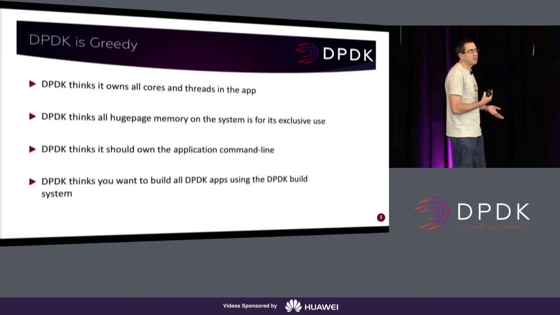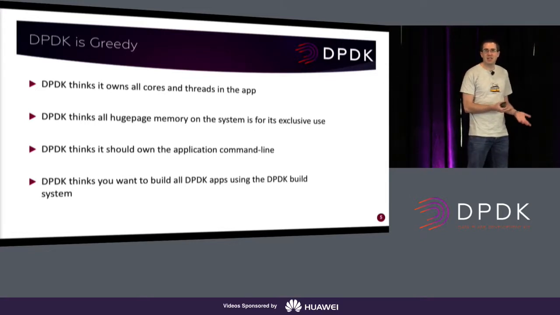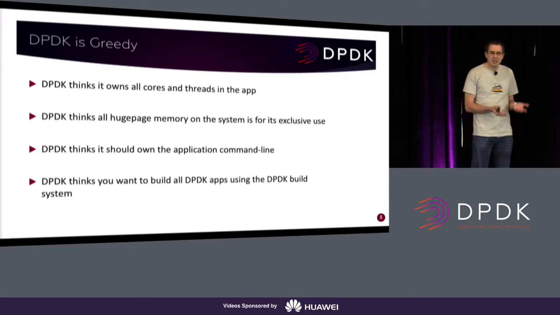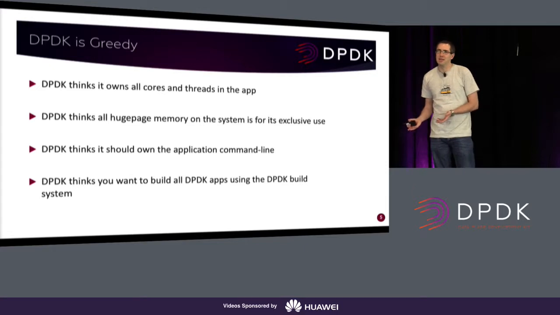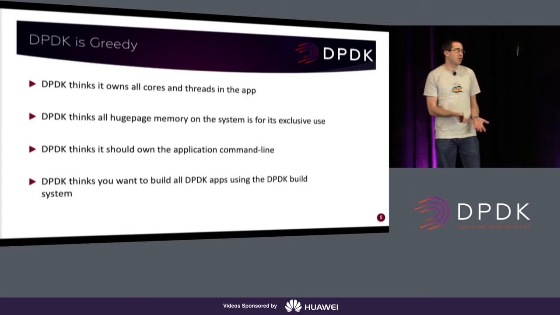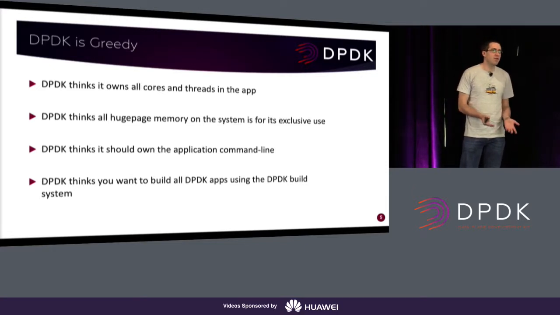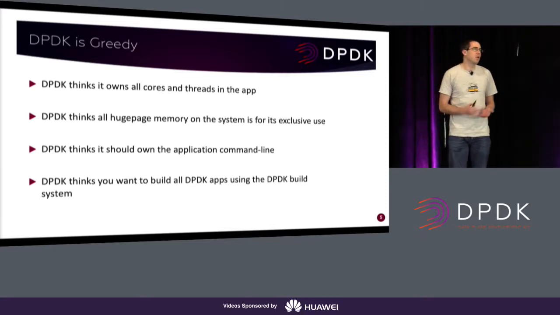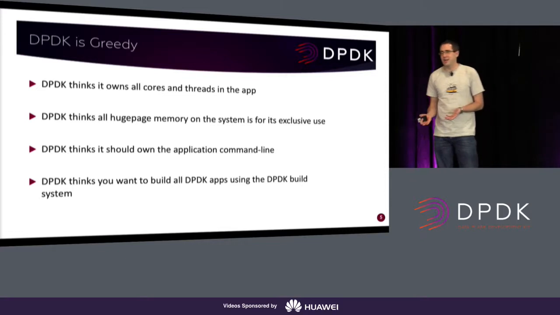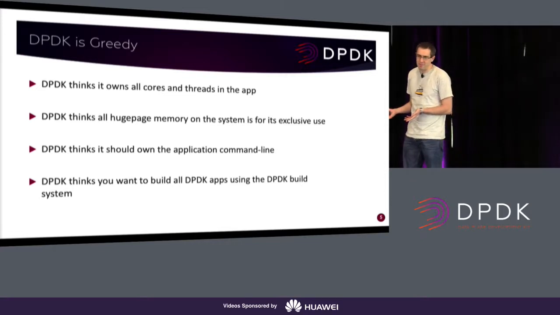I think a lot of them can be summarized with the phrase, DPDK is kind of greedy. DPDK thinks it owns all the cores and threads on your system. If you run testpmd without any parameters, DPDK will happily go off and spawn a thread for every core in the system and take it over, polling at 100%. It's pretty greedy. It's not very nice and usable that way.